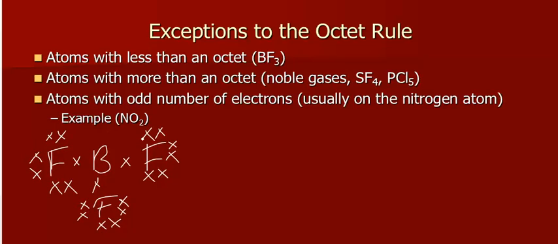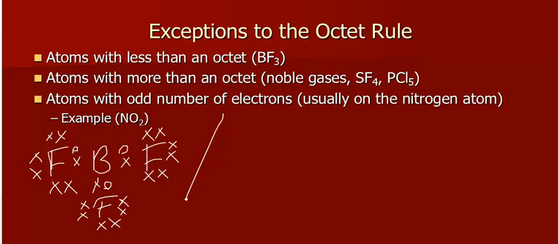Boron is in group 3. It has 3 valence electrons. 1 there, there, and there. Now, in this structure, the F's have 8, which is good, but the central atom B only has 6. And boron is one of the few that have less than 8, and it is okay with less than an 8. So boron, one of the few exceptions with less than 8.